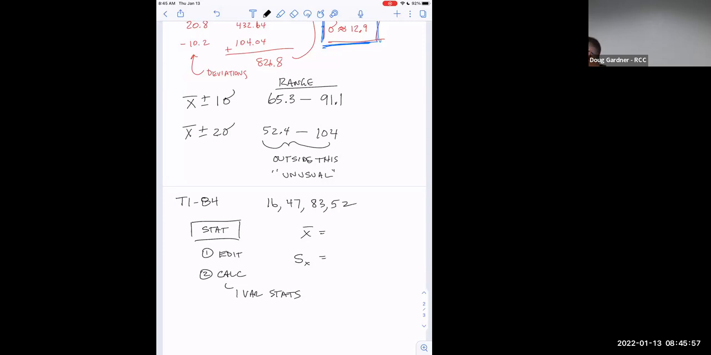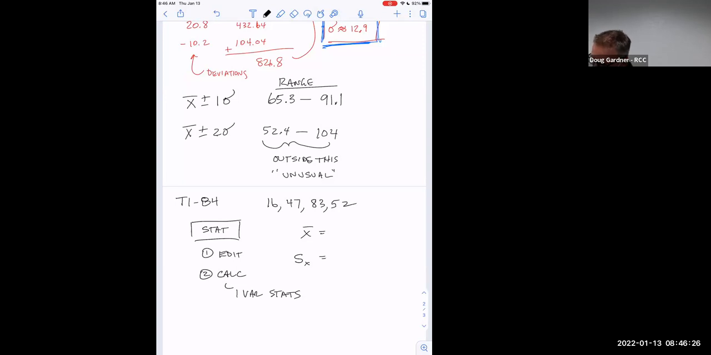But this time, because I only gave you 4, does it make sense? You better delete the last one. Or you could put them in list 2 this time if you want to, but we won't need those other ones again. I would encourage you just to put everything in list 1 every time. Because remember when you went to one variable statistics, it wanted to look at list 1, and you won't have to think about that. So I'm going to type these right over the top of the old numbers. Doesn't matter what order, 16, 47, 83, 52, and I'm going to delete the last one.